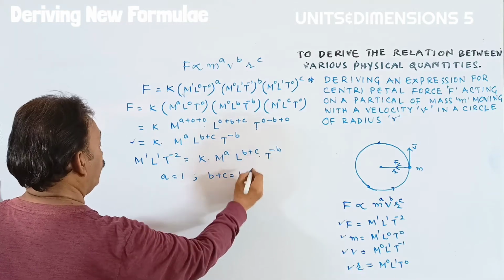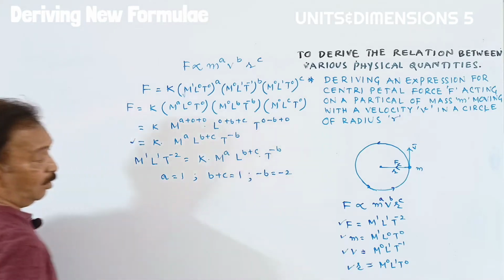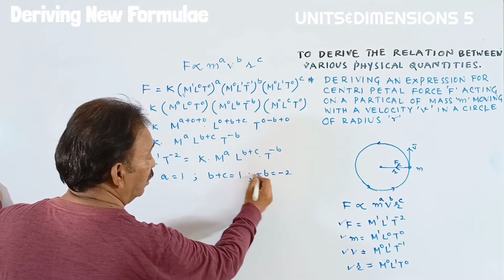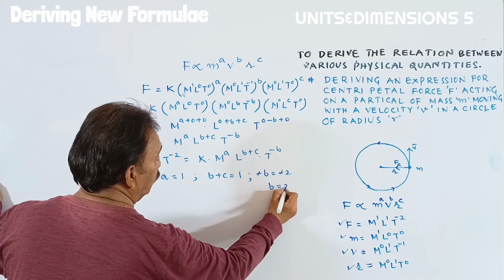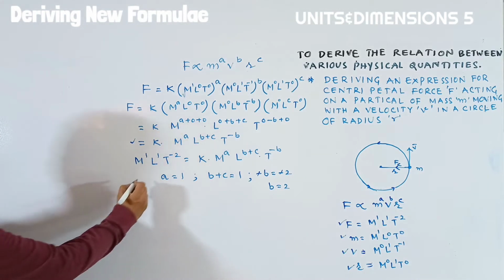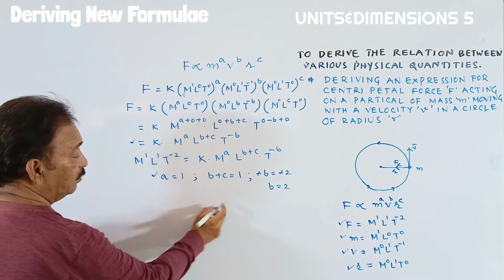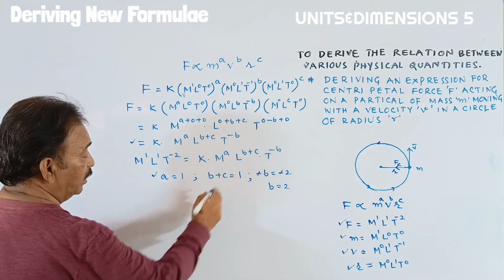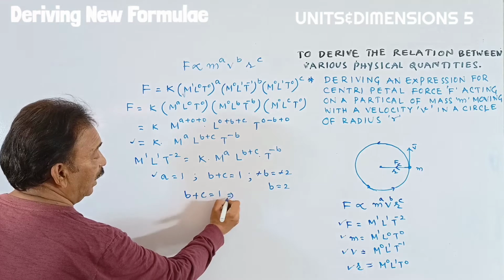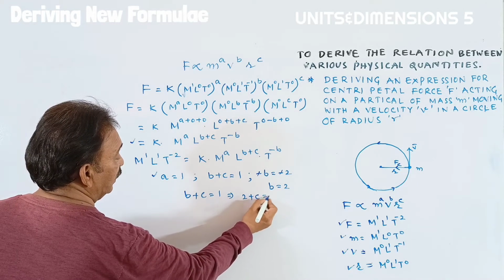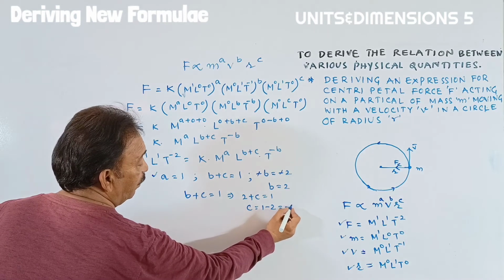and minus b is equal to minus 2. Okay, students. Then the minus signs cancel, and finally we have b is equal to 2. Okay, we have the values of a, b plus c and b. We have to get the value of c. Substituting b in b plus c is equal to 1, with b as 2, 2 plus c is equal to 1, c is equal to 1 minus 2, it is minus 1.